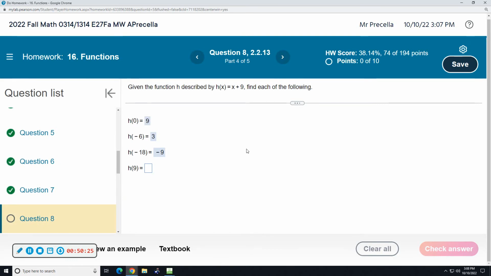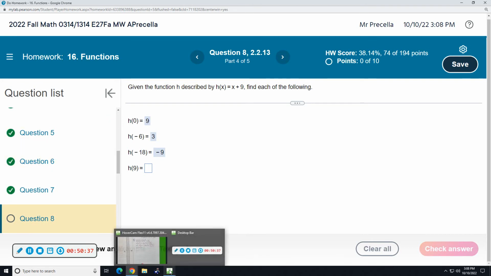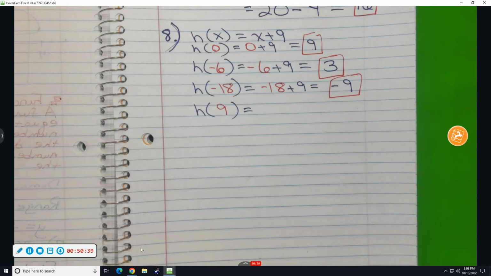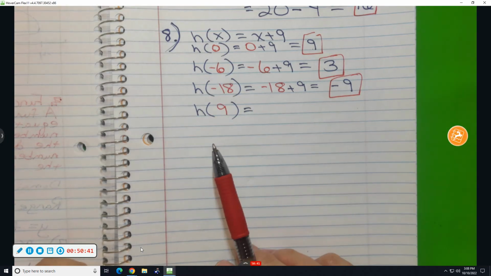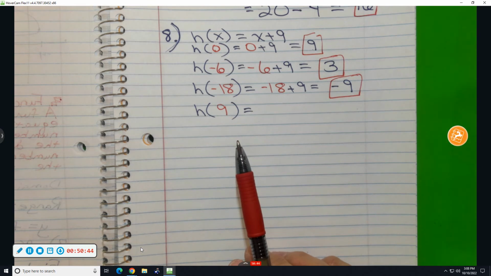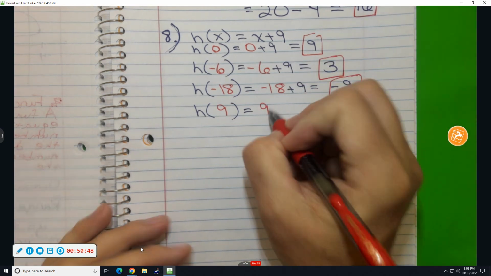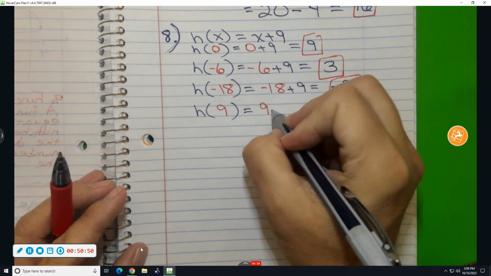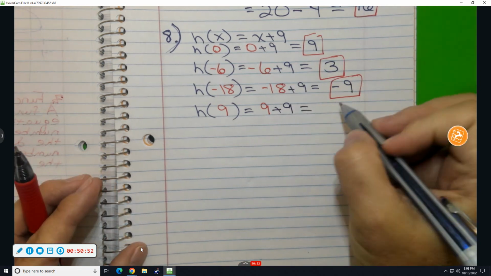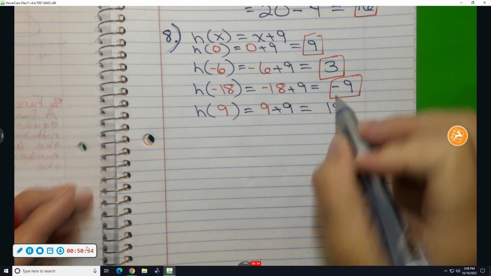Now we want h of 9. Let me write it down. H of 9. This says go to our function h, and wherever we see a variable, replace it with 9. So we have 9 plus 9, which gives me a y value of 18.